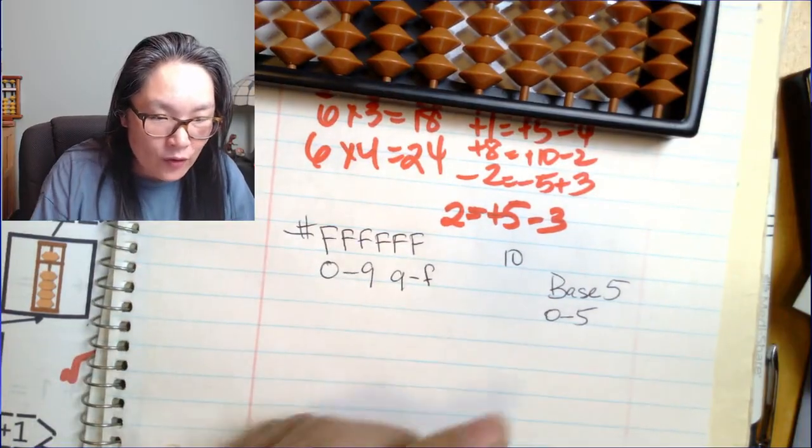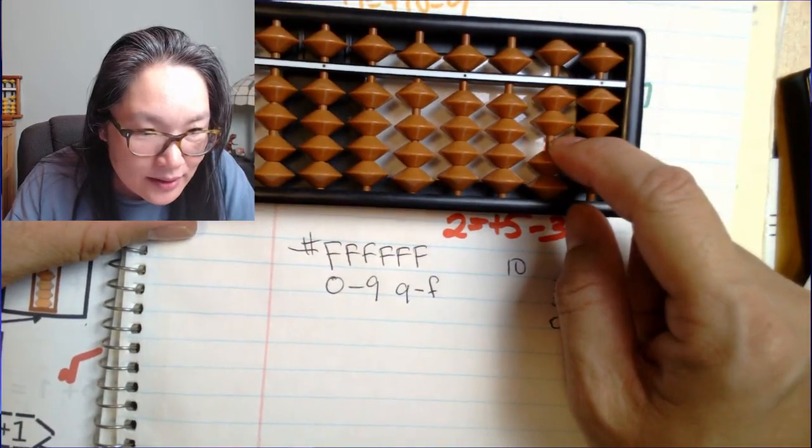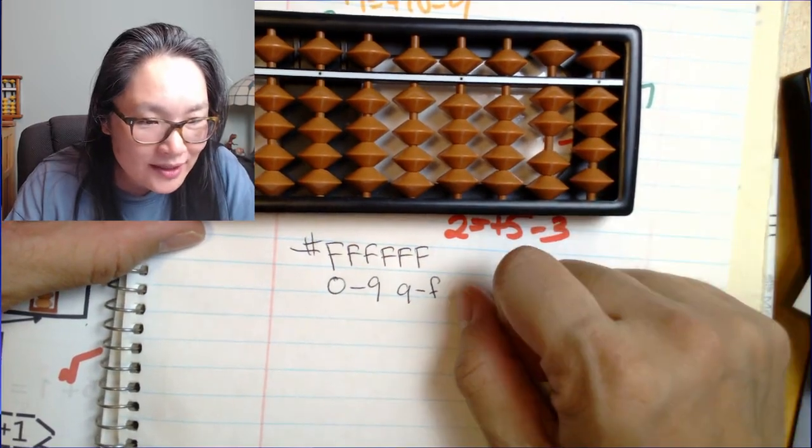Base 5 would be, yeah, right, Jacob? Base 5 is 0 to 4. This abacus is not base 5. This abacus is base 10. Right? Base 12 would make data explode.